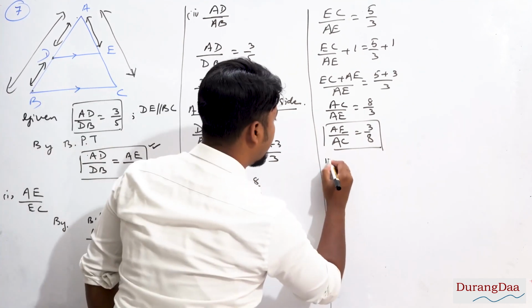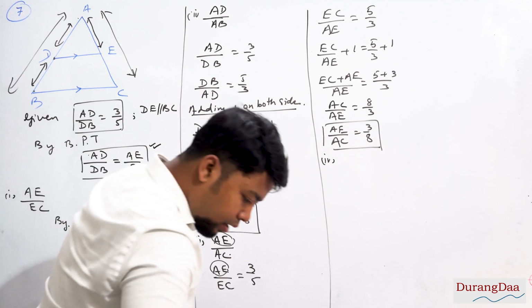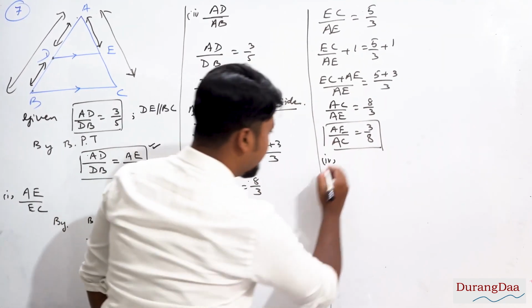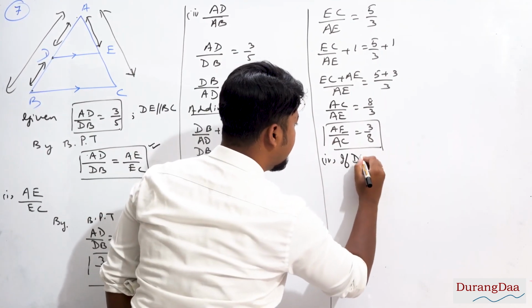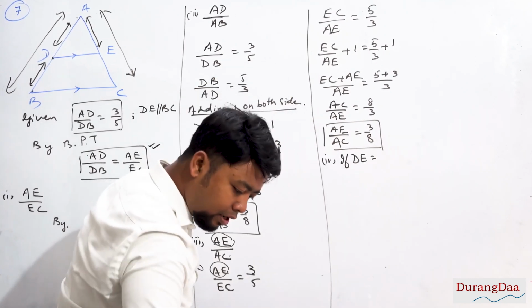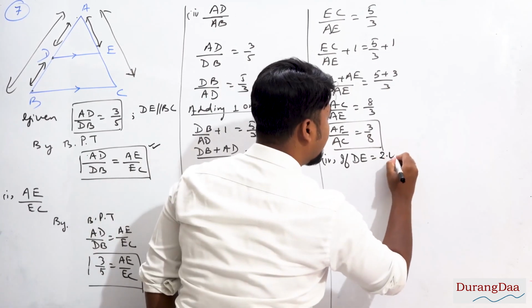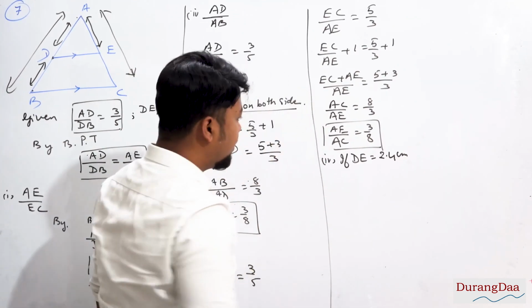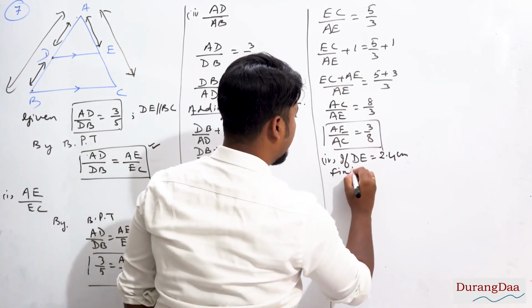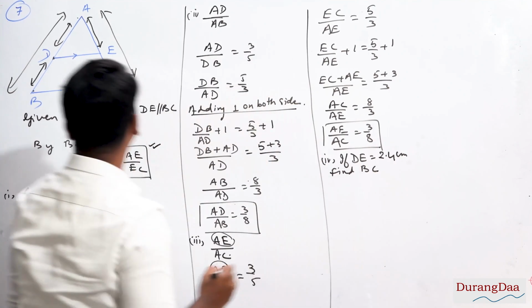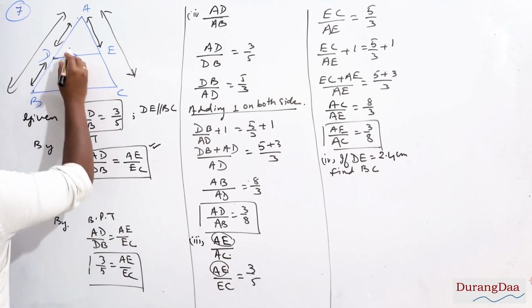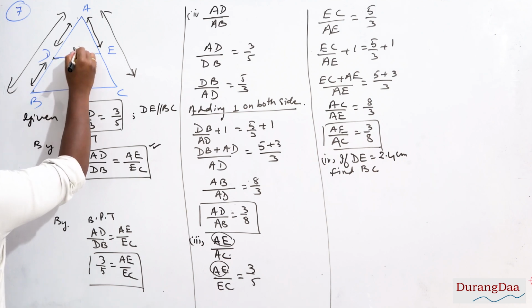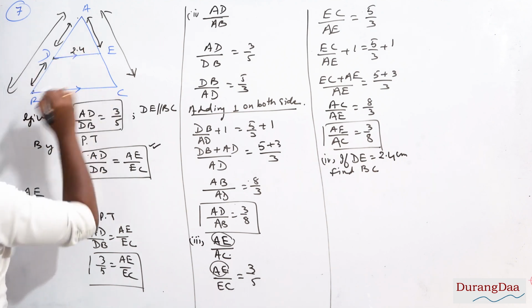Now the fourth portion of this one is, a condition has been given. The value of DE they have provided, it is 2.4 centimeters. We have to find BC. Find BC, right? Now DE is 2.4 centimeters. We have to calculate the value of BC.